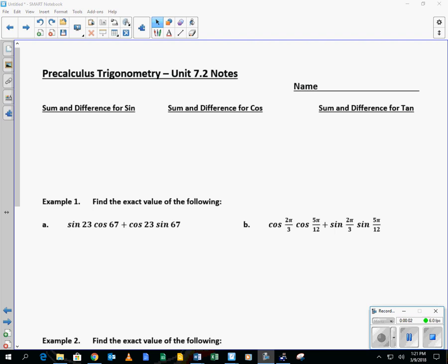Okay, here we go. It's an amazing day. We're going to talk about some of the difference formulas of sine and cosine and tangent.